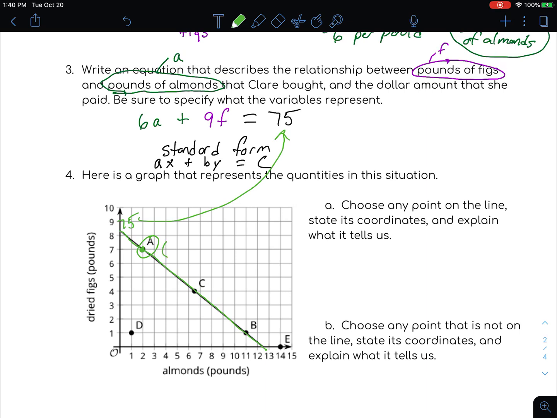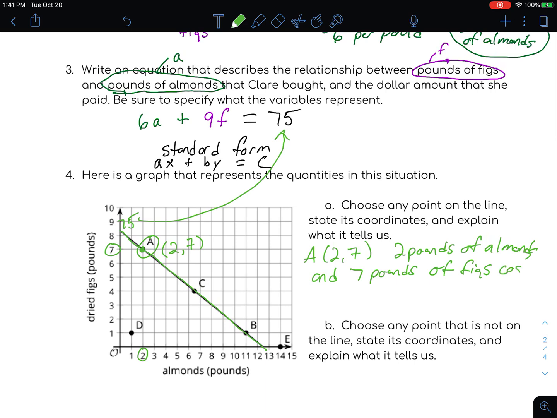So notice A has the coordinates 2, 7. So 2 on the x-axis, 7 on the y-axis. So point A, 2, 7, would mean 2 pounds of almonds, and on the y-axis 7 pounds of figs cost the $75 total. So that gives us a total of $75.